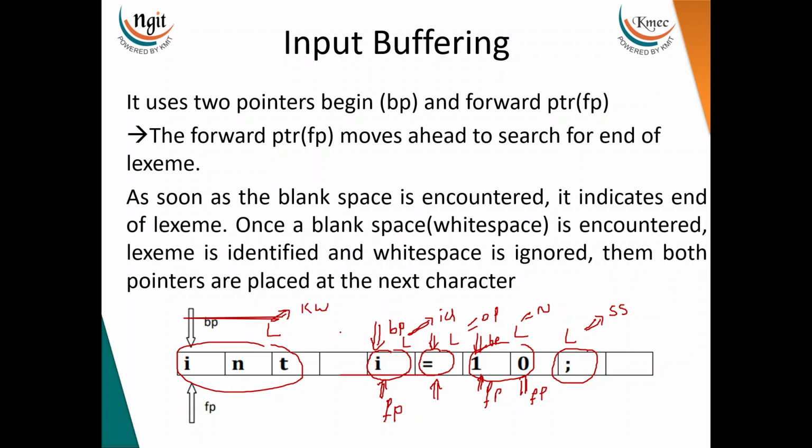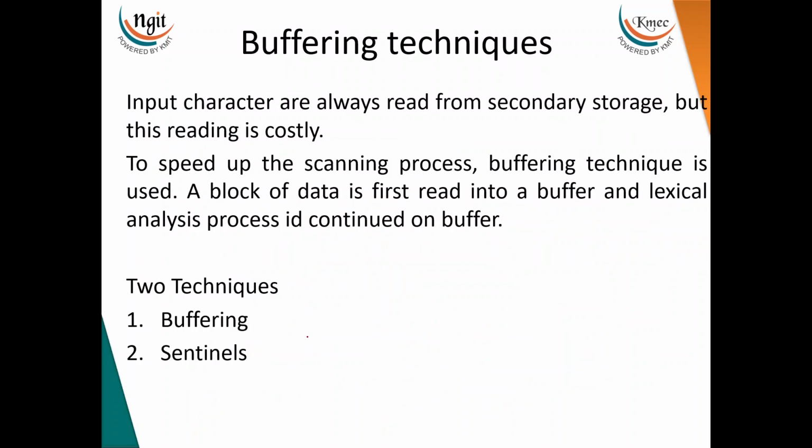So this is how the input is stored in the buffer and how lexemes are detected with the maximum length rule. As discussed, the input characters are always read from secondary storage, but reading that is costly and time-consuming. So we read this data and store it in a buffer. If you store the data in a buffer for a while and retrieve the same data again and again, the process is automatically sped up.